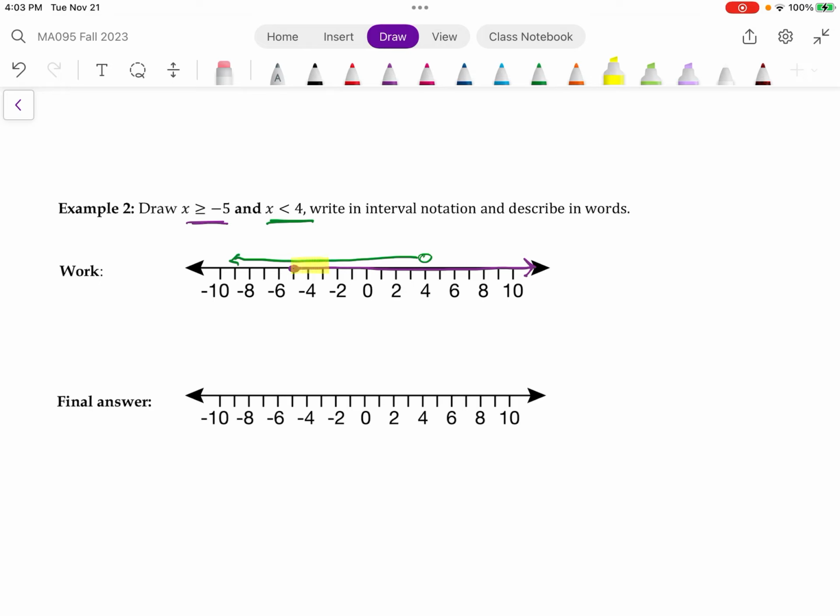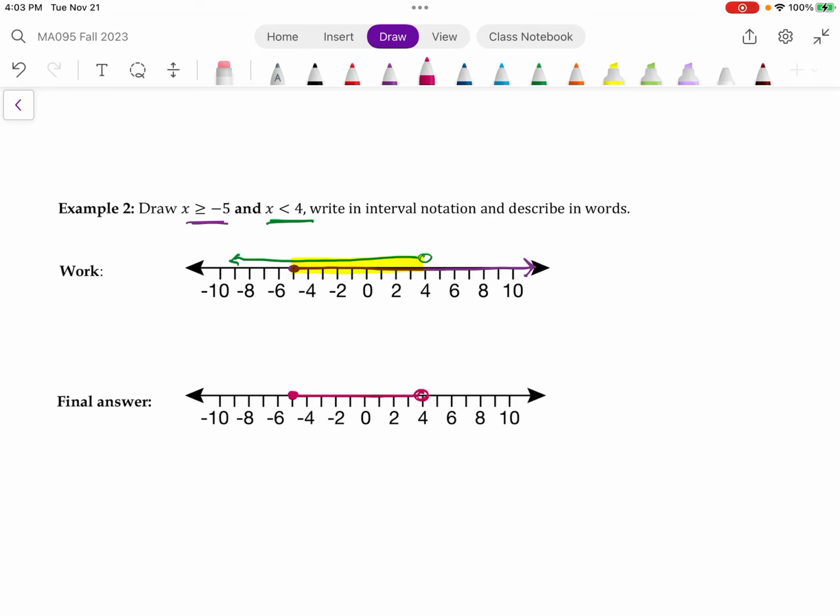So they are both true right here, but not at the open circle. So right up to the open circle. All right, so that's why I left us a place to put our final answer. So our final answer is going to go from negative 5 up to 4, and all of these in between. Okay, so that is our final answer.